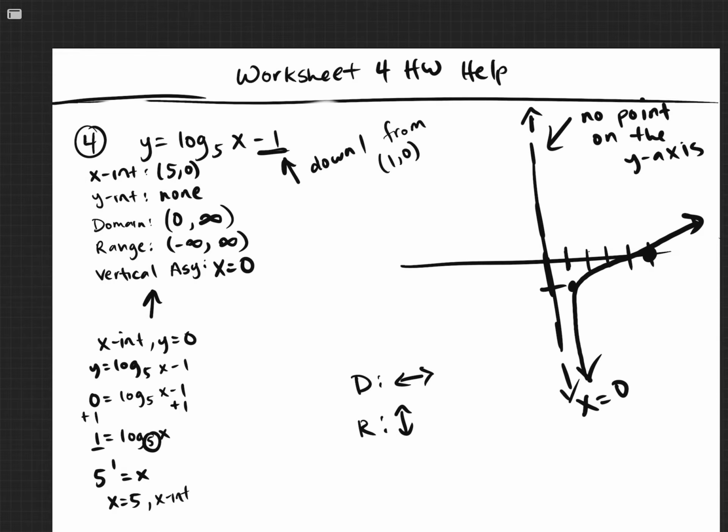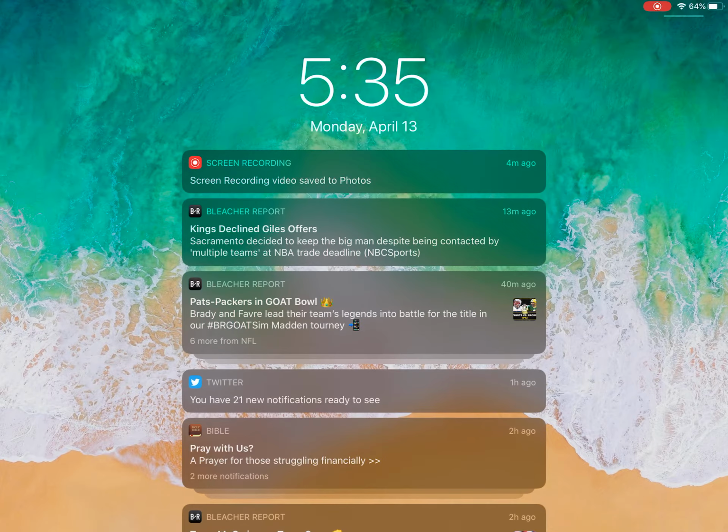Our range, and hopefully you're starting to notice a pattern here: the lowest this graph goes is negative infinity. The highest it reaches, it's going to go up forever, so it's going to positive infinity. So that's going to finish up that graph and all that information for number 4 from the homework.